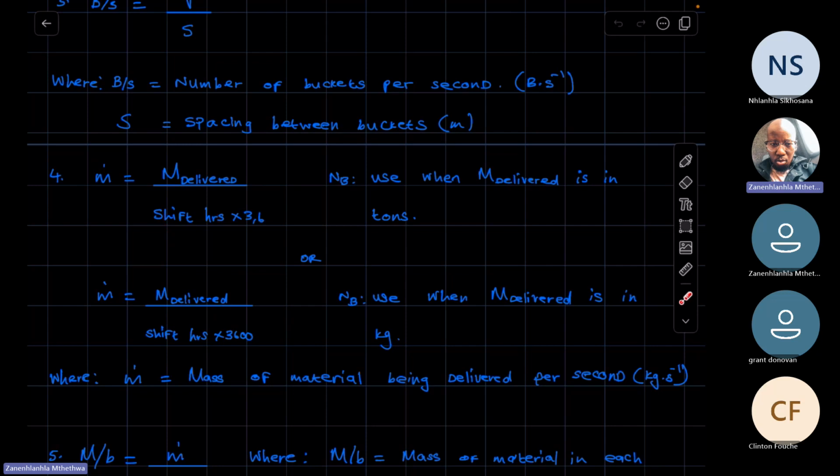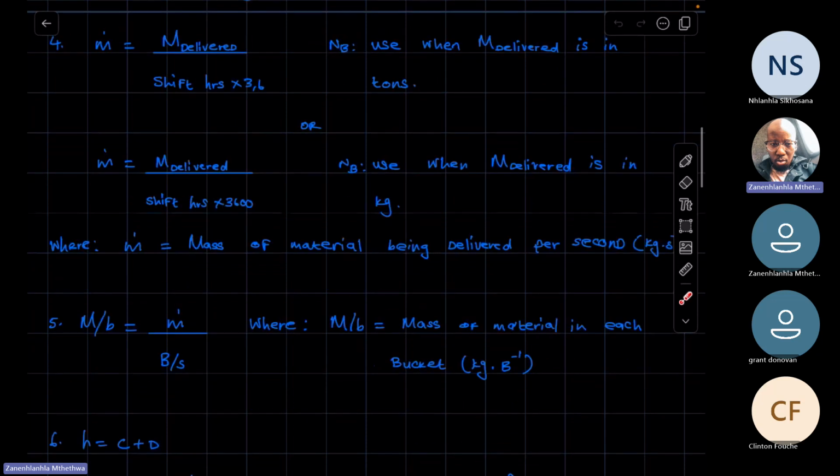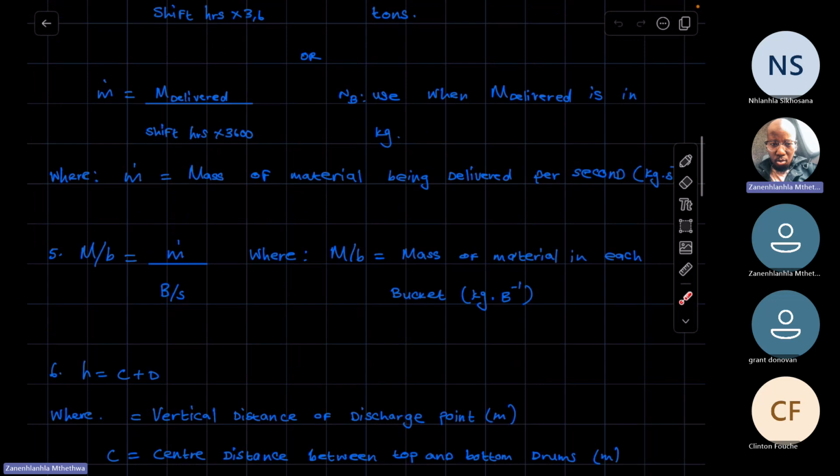Now the shift hours will be given to you in hours. This I've already explained. That's the mass of the material being delivered per second, the mass flow rate, or you can simply call it the mass flow rate.